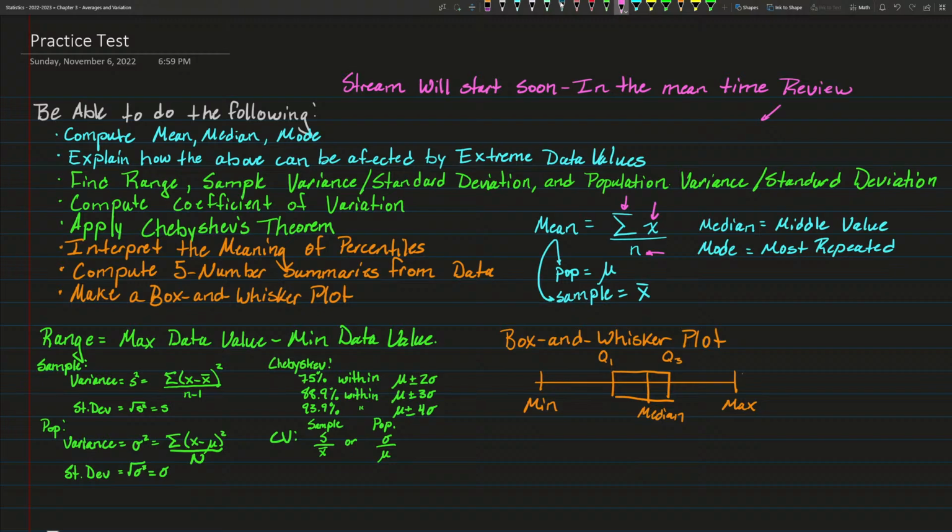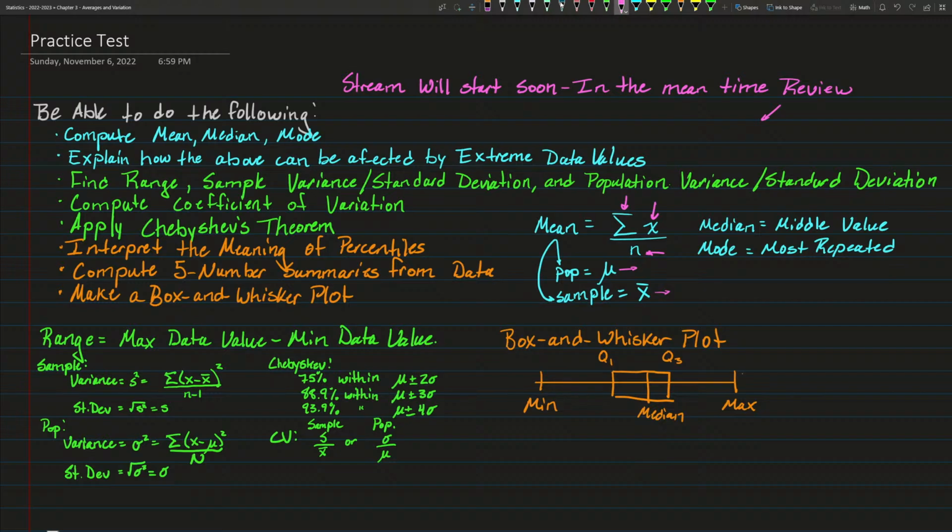Population mean is denoted as that Greek letter mu. Sample mean is denoted as x bar. Okay. Median, that's just the middle value when you line all of them up in order. Mode is just the most repeated value in the data set. Mode doesn't have to exist. All of the others do. There's a couple of tricks with median if there's an even number versus an odd number, but it should be relatively straightforward.